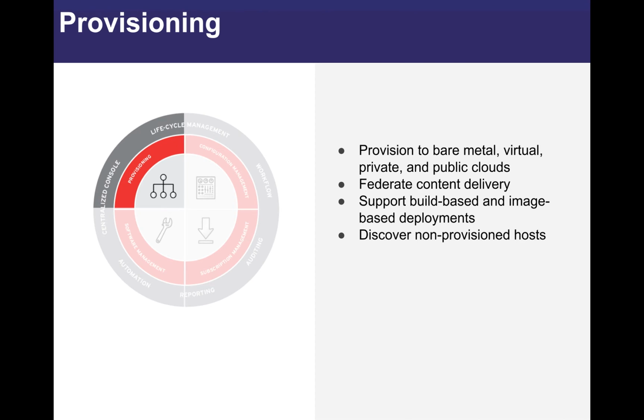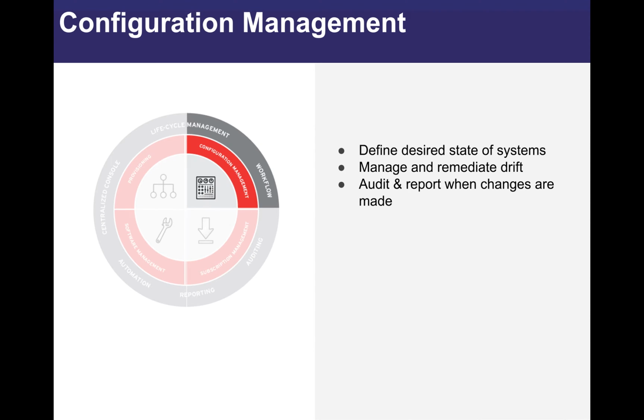Within provisioning, you can manage your virtual, private, public clouds. You can federate content delivery, which is very handy if you have multiple data centers across the globe. And then you can discover non-provisioned hosts by querying the network, and it will pull in an inventory of everything that you are not managing. For the configuration management, you use Puppet. It includes open source Puppet within Satellite. You define the desired state, like I was talking about earlier. It will manage that desired state and audit and report whenever any changes are made.